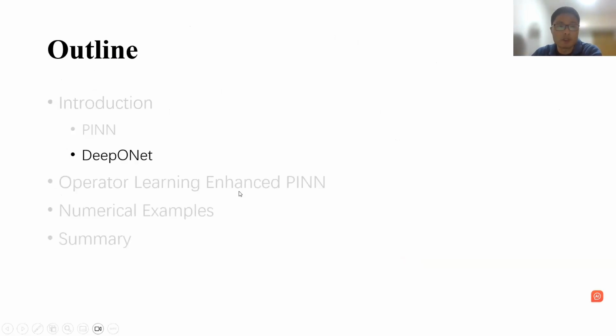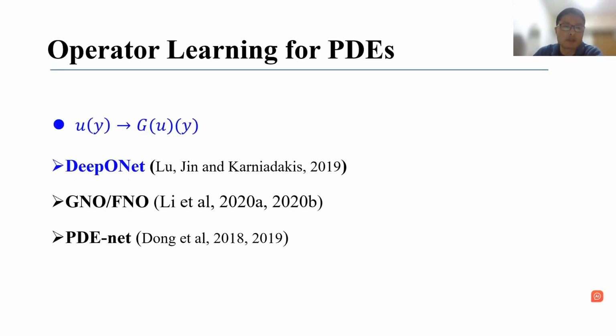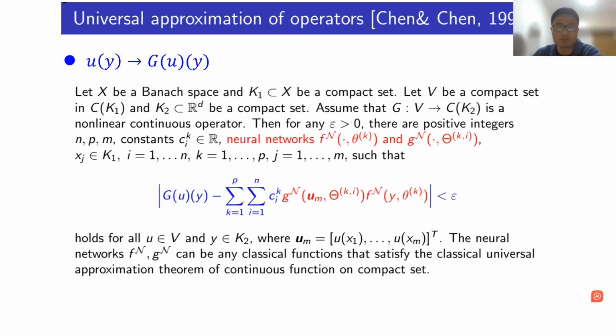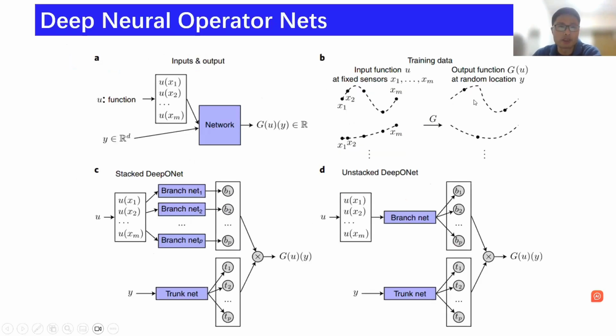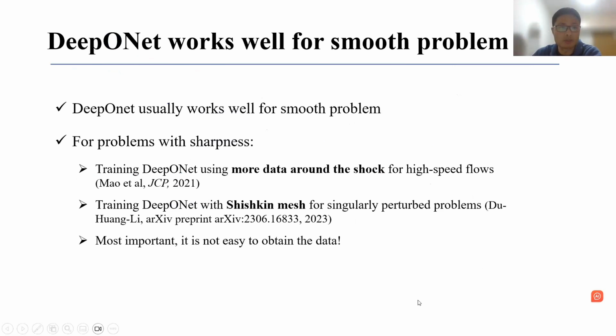Okay, then I will introduce DeepONet a little bit. There are different kinds of operator learning for PDEs, like DeepONet, GNO, FNO, and PDE-Net by Dongbin. I think all of you are very familiar with these, so I will just introduce this very quickly, based on the universal approximation theory. I think Lu Lu developed DeepONet, so I will skip this.